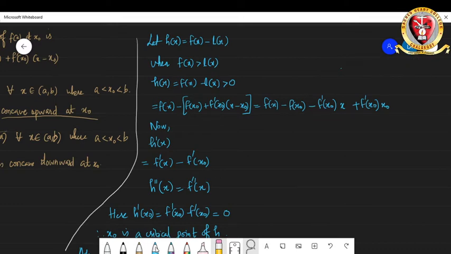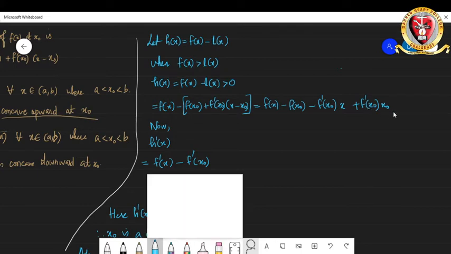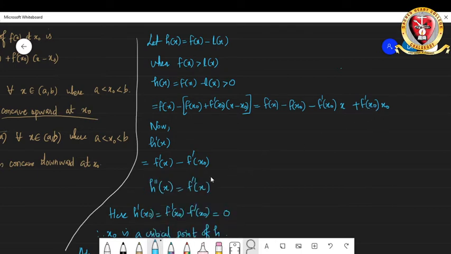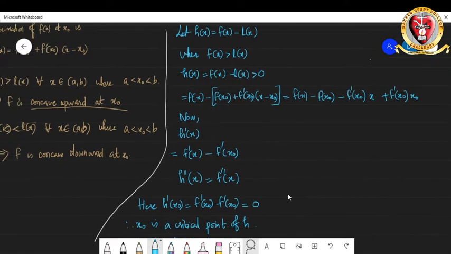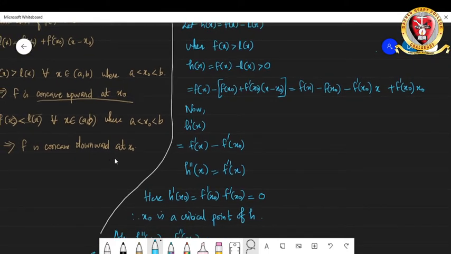See, here you have f dash of x naught. Here, both of them are constants, so you get in the end that h dash of x is equal to f dash of x minus f dash of x naught. Now, to calculate h double dash of x, you get that to be equal to f double dash of x, because f dash of x naught is a constant. Now, we are going to say that h dash of x naught is equal to 0.